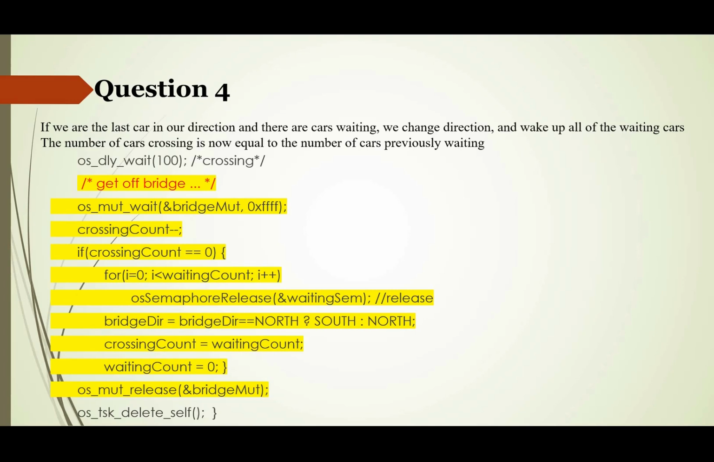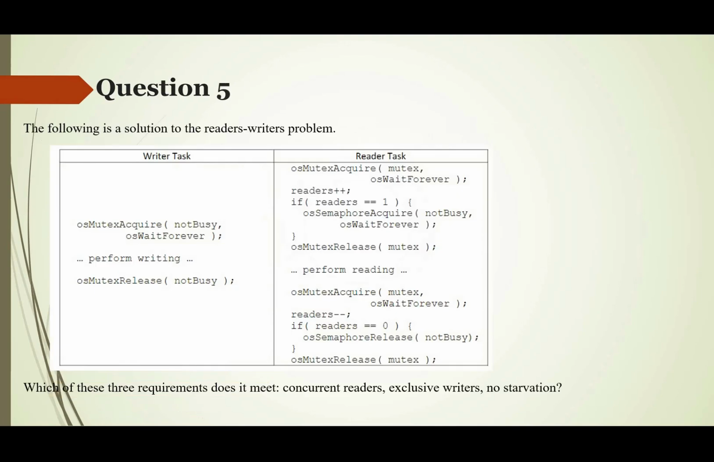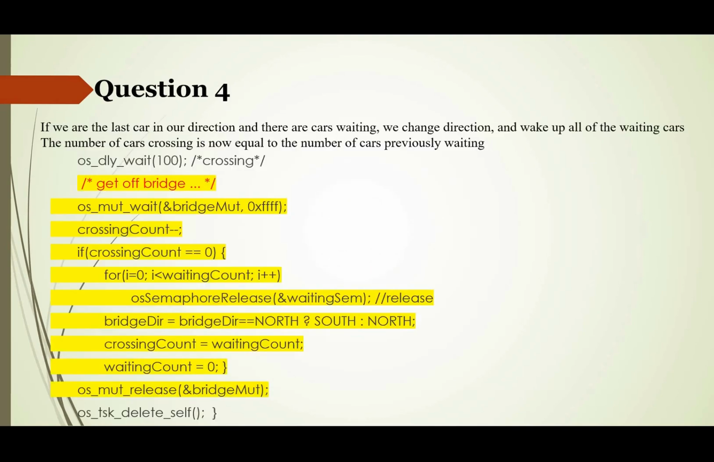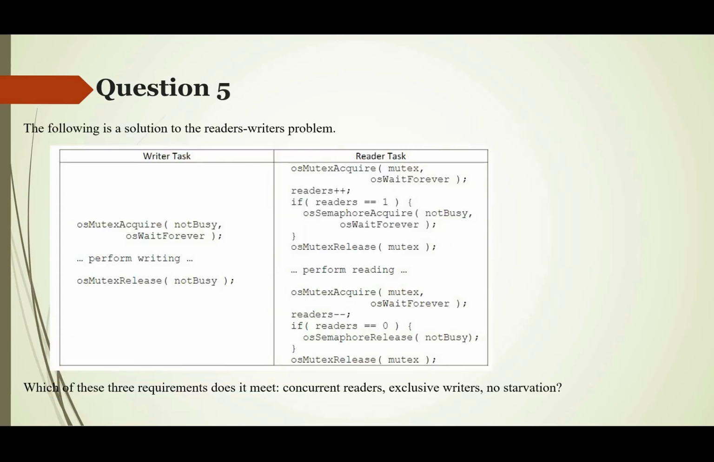And basically the crossing count now would be the waiting count, and the new waiting count would be 0, because everyone that was waiting is now allowed to cross the bridge. Okay, that was it for question 4. Let's go for question 5.